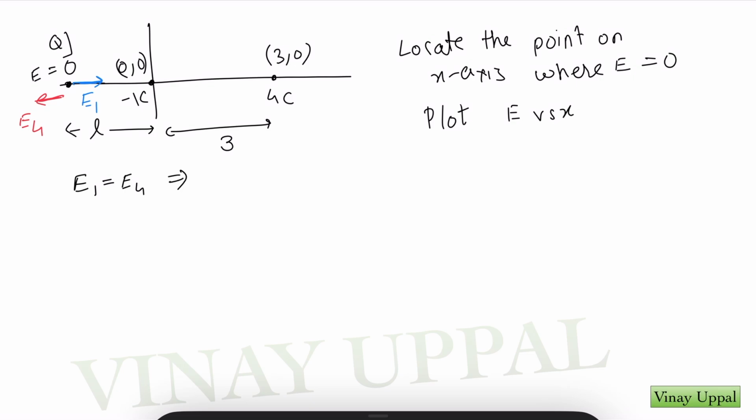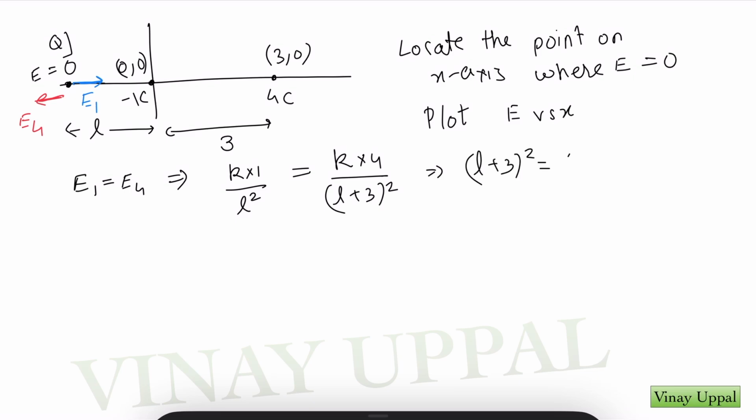So can I write electric field due to -1 Coulomb would be, remember electric field was kq by r squared. So in magnitude I'll have k times 1 by L squared. Remember this is magnitude, so that's why I'm using 1 Coulomb, not -1 Coulomb. Should be equal to the magnitude of the electric field by 4 Coulomb. So k times 4 divided by L plus 3 the whole squared. So once again I'll have L plus 3 the whole squared is equal to 4L squared.